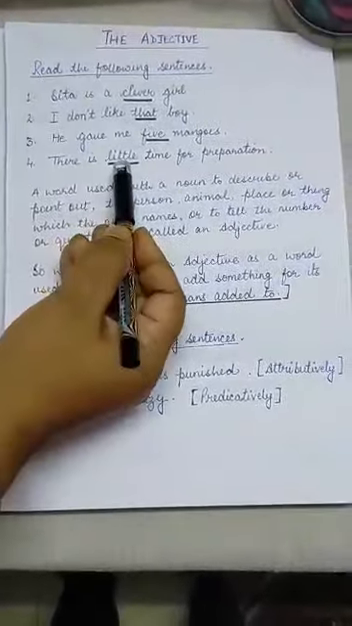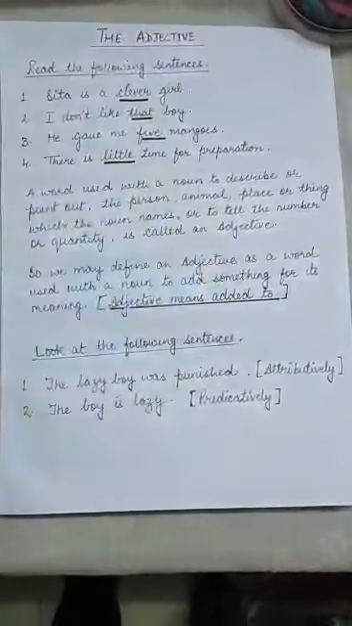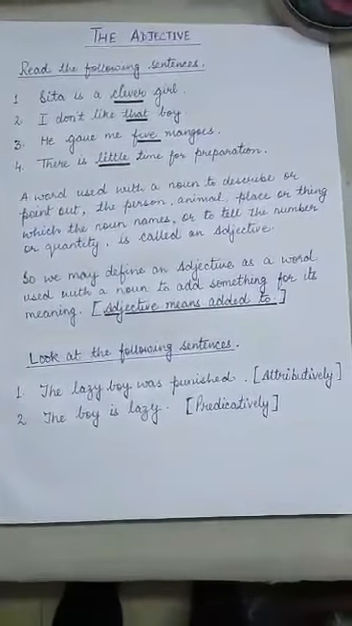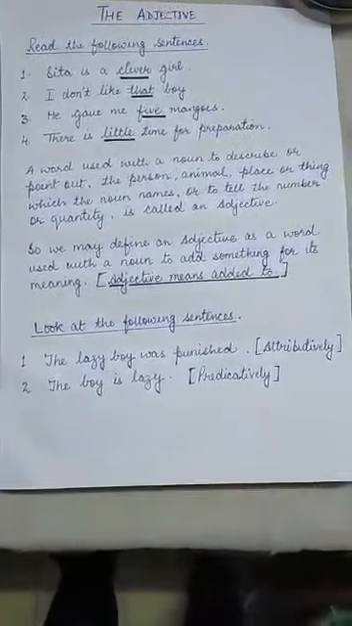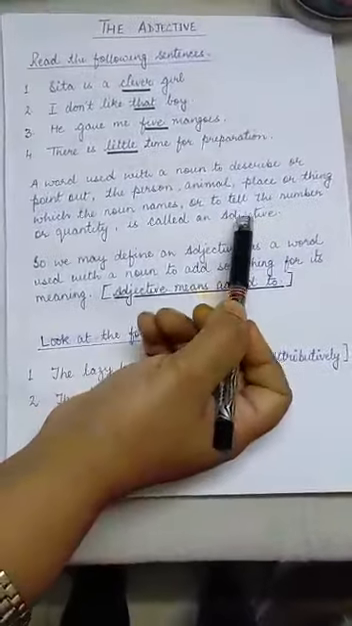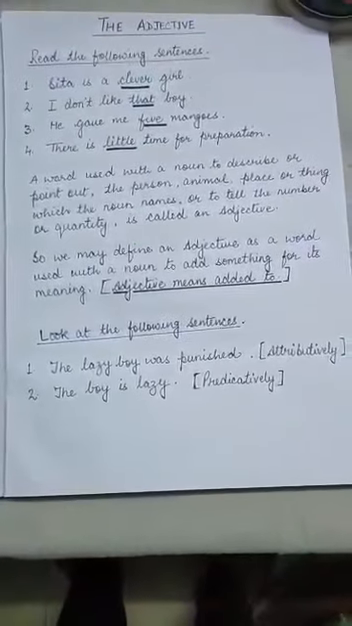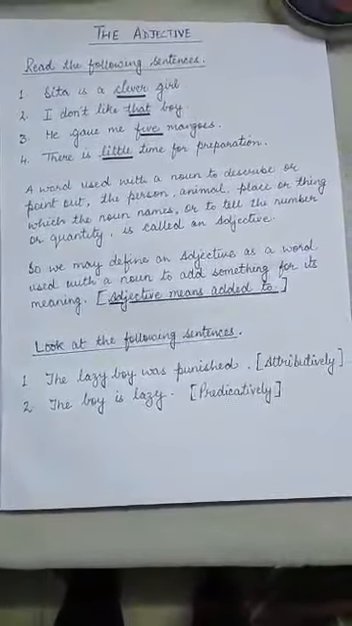So by all these words, we have come to know that the word used with the noun to describe or point out the person, animal, place or thing which the noun names, or to tell the number or quantity, is called an adjective. So we may define an adjective as a word used with a noun to add something to its meaning.